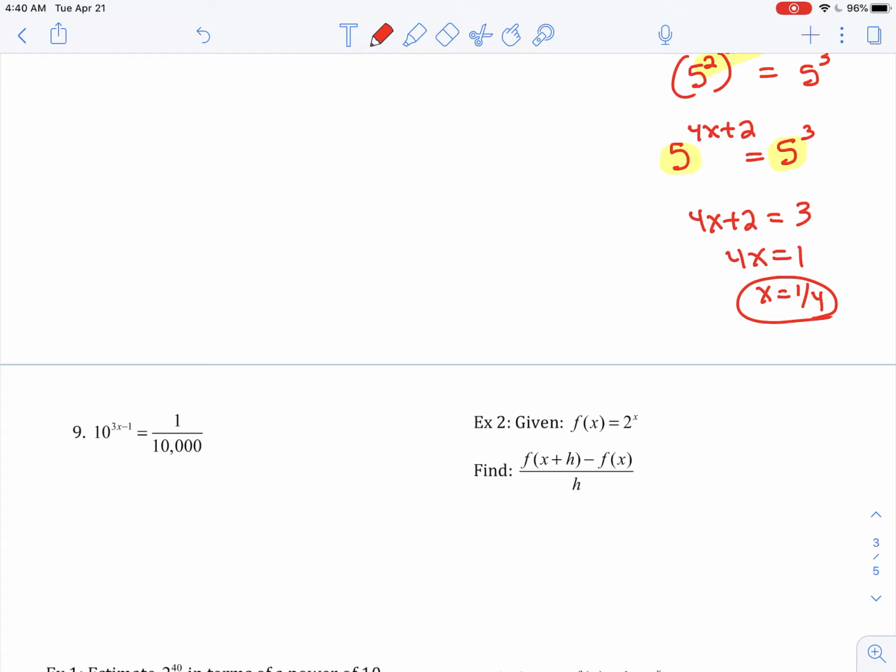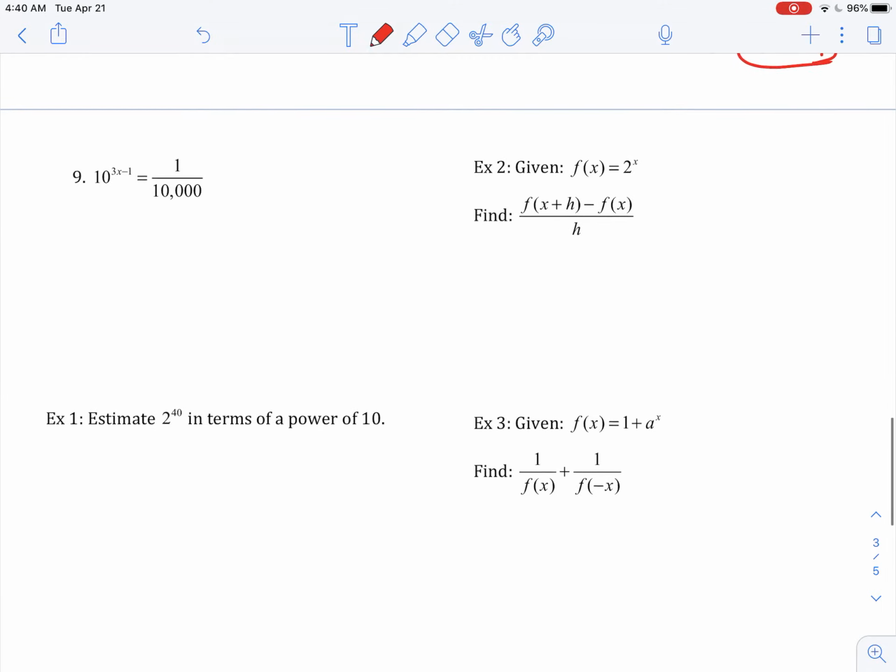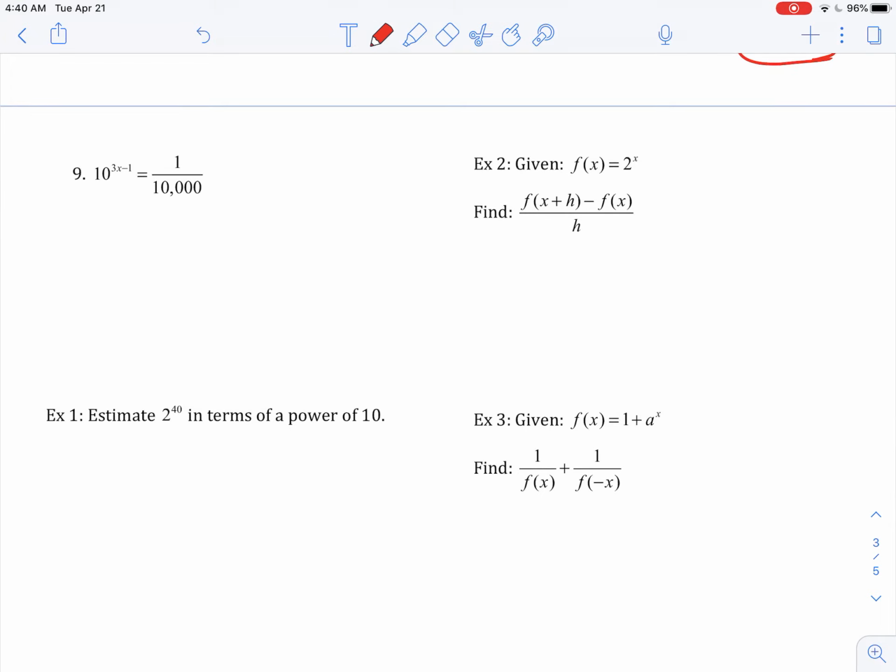And I will leave you to try number 9 on your own after. And we'll switch over now down to example 1, estimating 2 to the 40th power in terms of a power of 10. If we want to switch that to a power of 10, well, 2 to the 10th is approximately equivalent to 1,000. It's approximately equal to 10 cubed.